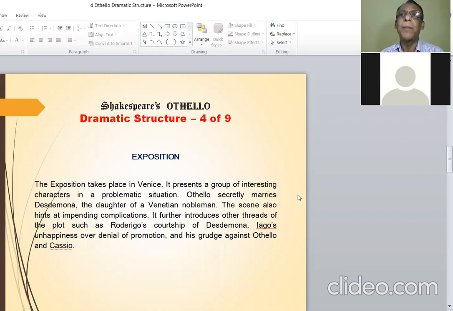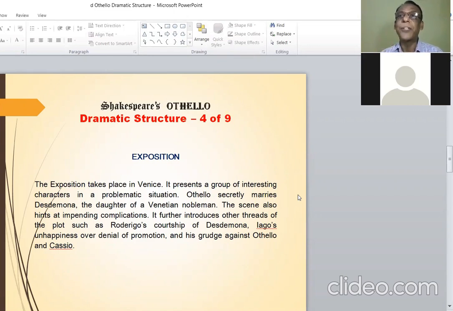And they discuss the secret marriage. Othello secretly marries Desdemona, the daughter of a Venetian nobleman, that is Brabantio. The scene also hints at the impending problems. We know that the problems are going to occur.